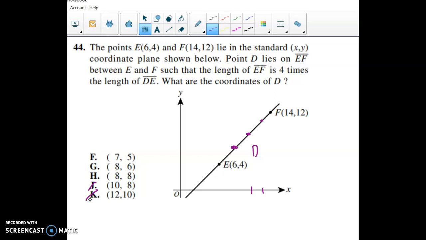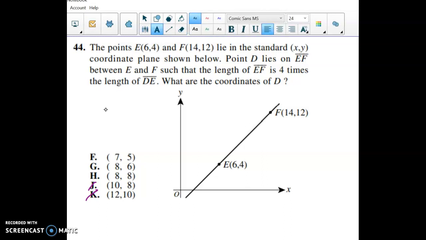So let's see if we can eliminate any more. So 7, 5, yeah, that's a possibility. 8 and 6, not going to be, no, 8 and 6 would be somewhere in here. Yeah, so I don't know, it could be any one of these. All right, so I guess let's get a little more information. So E to F, let's do that distance first.